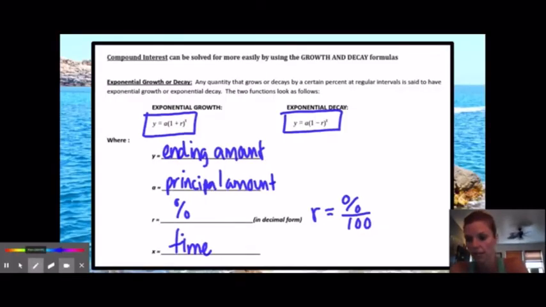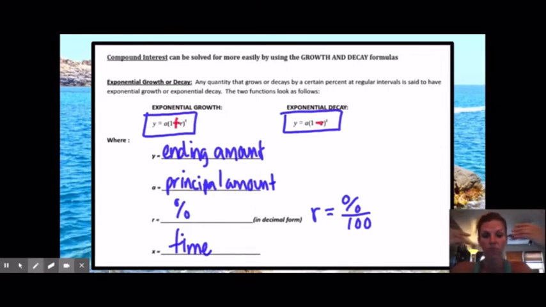Well, the growth one has a plus sign, and the decay one has a minus. Typically, you use the growth because the money is going to be gaining. So when you buy a house, you're going to end up paying more. So that would be growth.